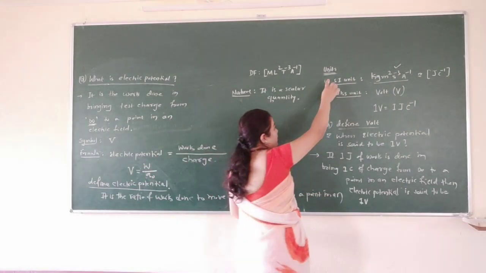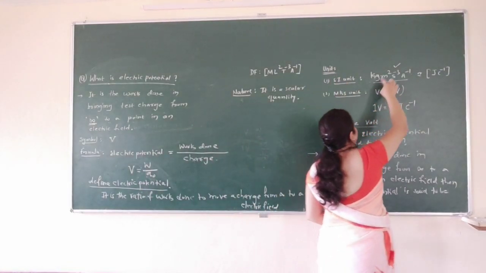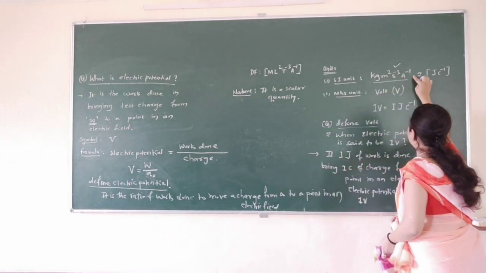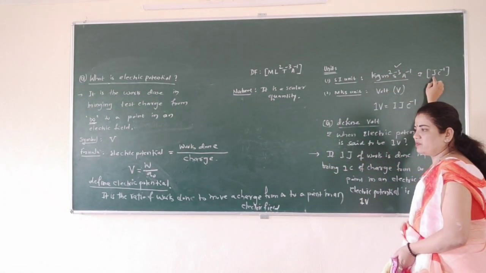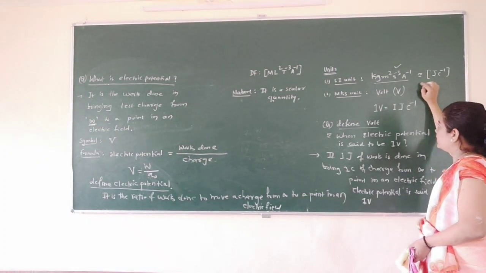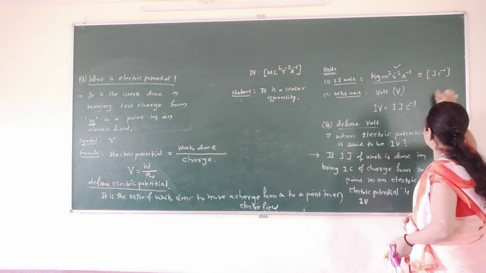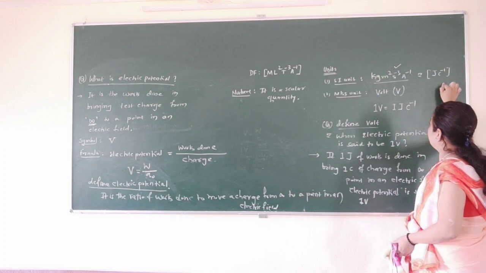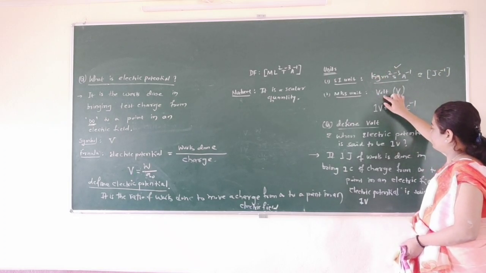Next we have written what? Units. SI unit is kg square meter per cubic second per ampere, or you can write just joule per coulomb. MKS unit is volt. What is the SI unit of electric potential? Any three you can write. So this is most simple.